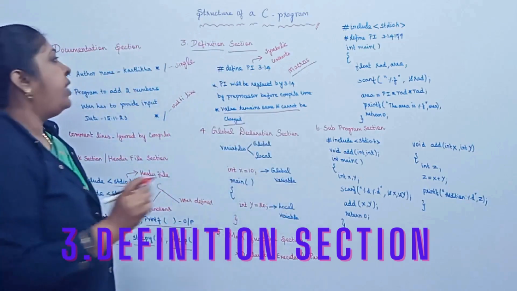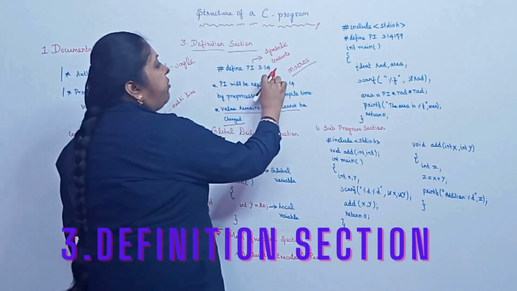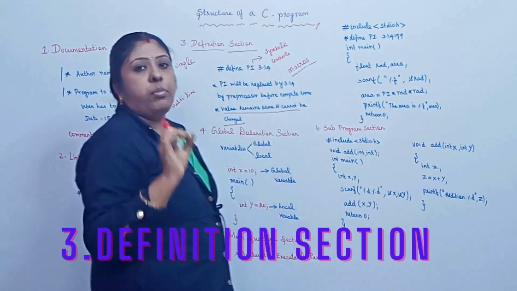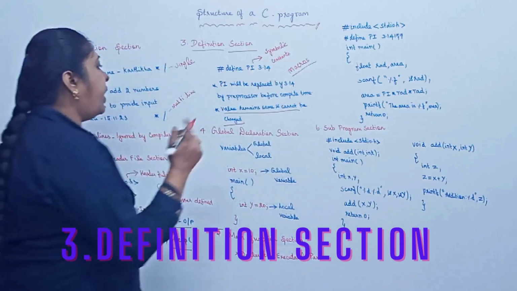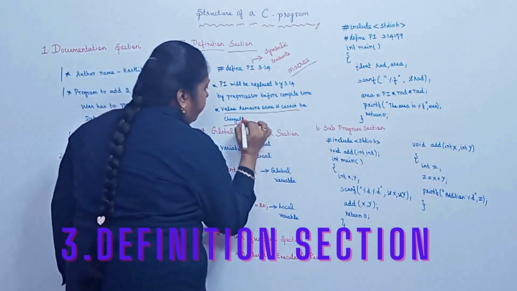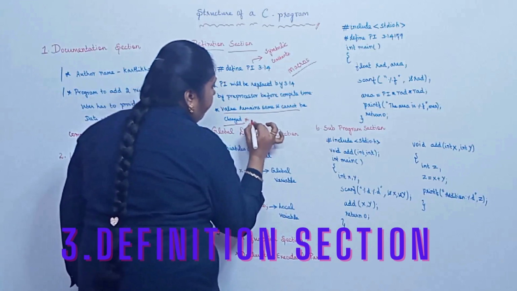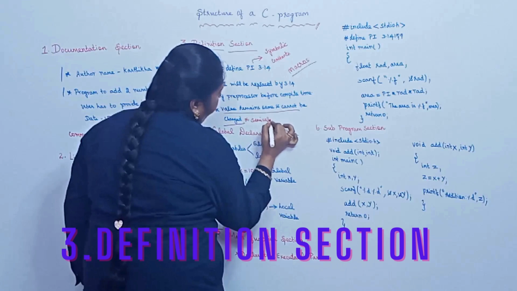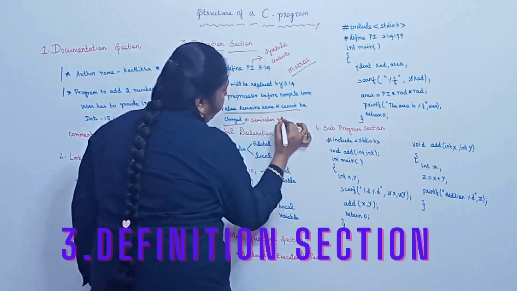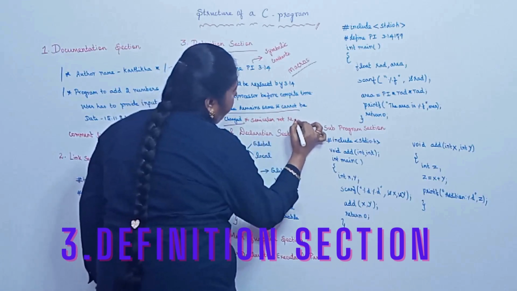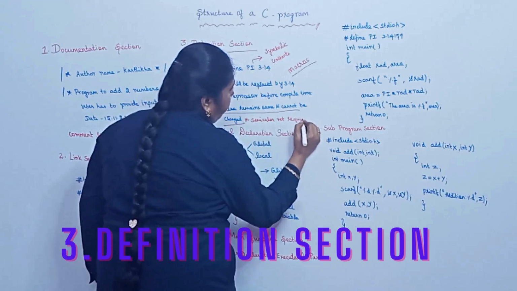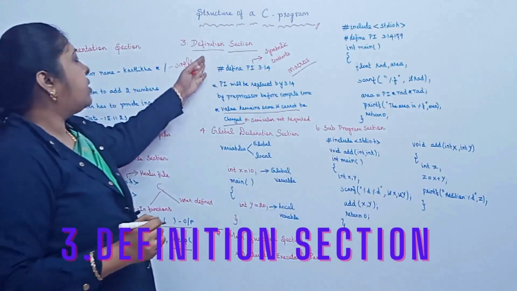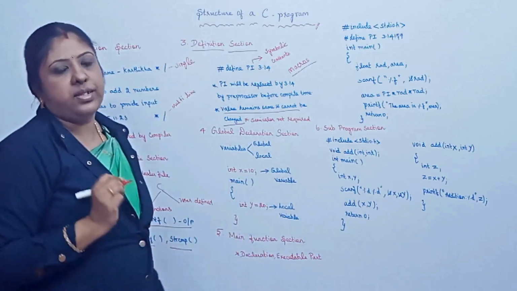Similarly, in hash define, a semicolon is not required. When we are using a macro, hash define PI 3.14, a semicolon is not required. Okay. That's all for the definition section.